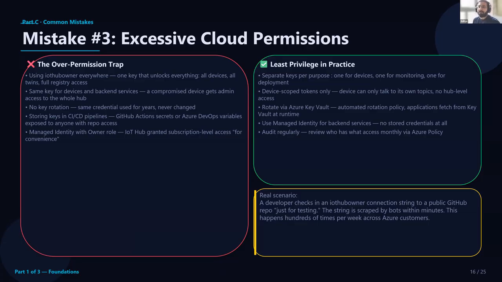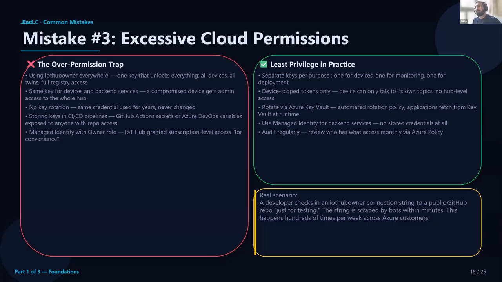Okay. Another common pattern is that the same key is used by both devices and the backend service. So let's say a device is compromised and its key is extracted. The attacker now has service level access, not just device level access. Okay.